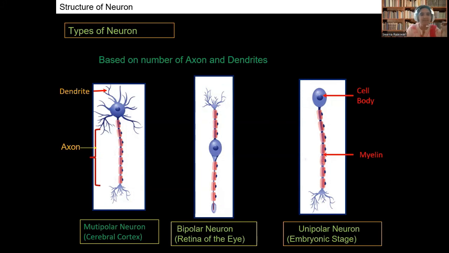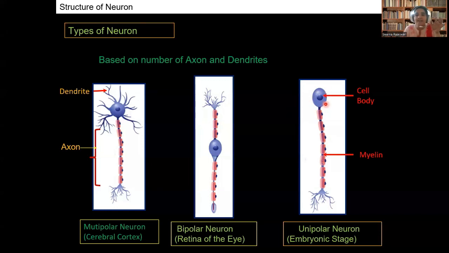So when we are seeing the different types of neurons, based on the number of axons and dendrites, there are three types of neuron. That is unipolar neuron, bipolar neuron, and multipolar neuron. First we will be seeing the unipolar neuron.